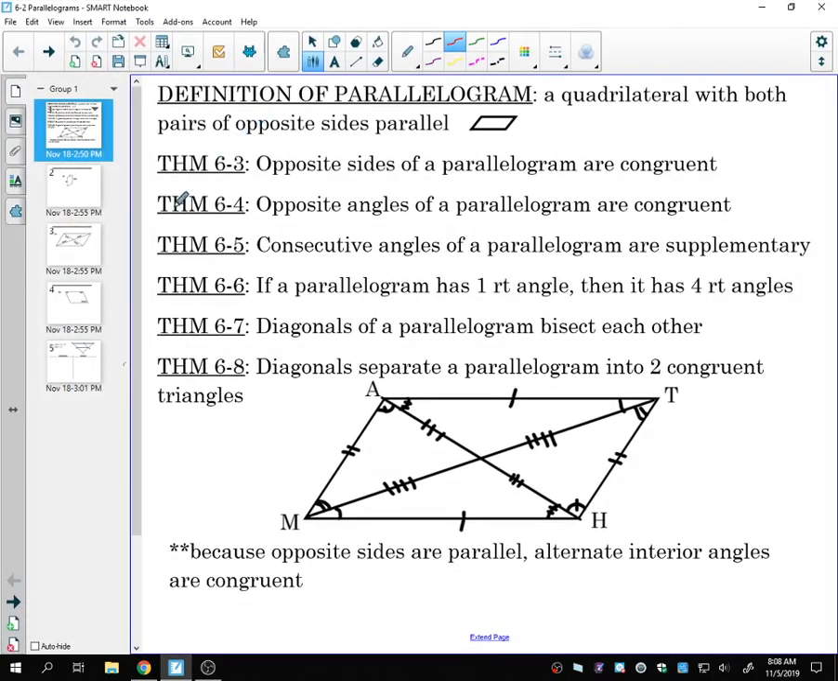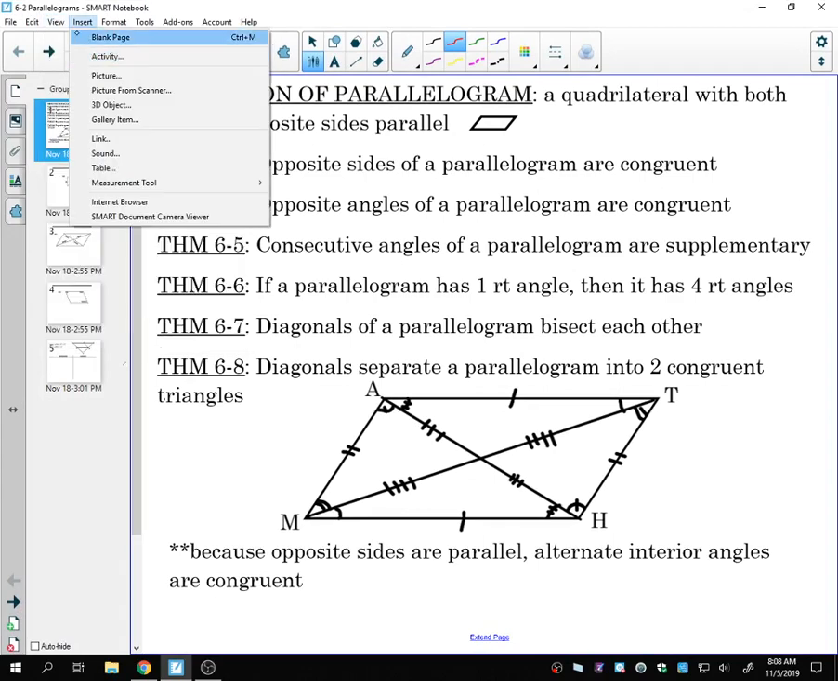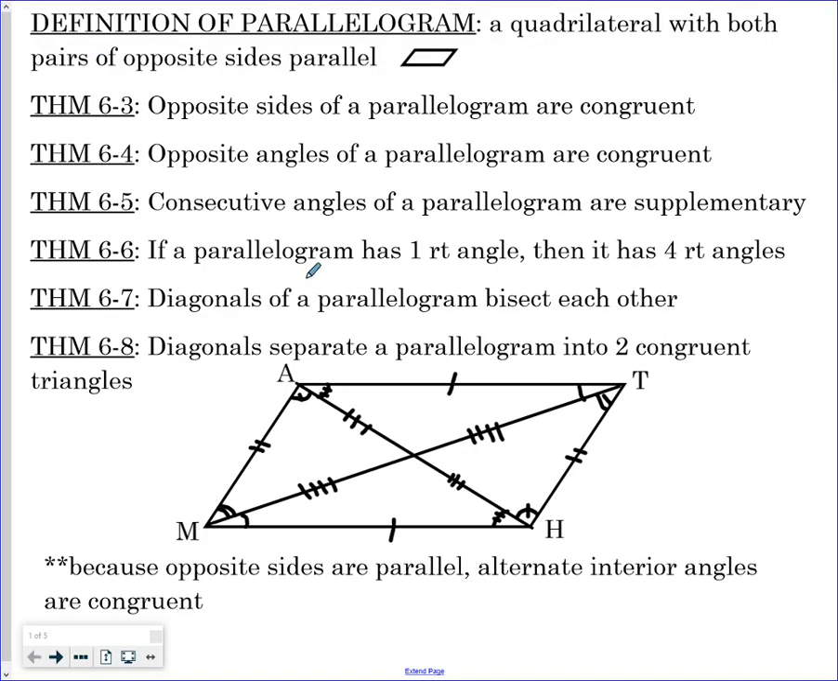6.2, parallelograms. So the first thing we need to do is remember what a parallelogram technically is. You probably have an idea, but the geometric meaning maybe not so much. Definition of a parallelogram: it's a quadrilateral. What's quadrilateral mean? 4 sides, right? A quadrilateral with both pairs of opposite sides parallel. So that means the top and the bottom are parallel, and the left and the right are parallel.